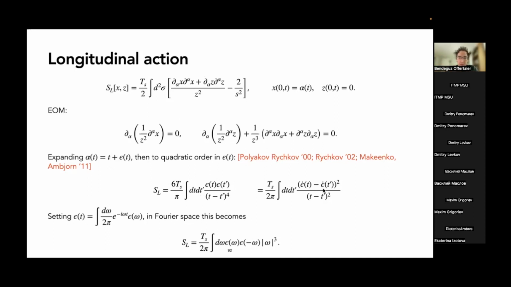It takes this explicit form, which we can write in two different forms, one using analytic regularization, the other one which is manifestly finite. And we can also write it in Fourier space, which takes this simple form. These actions appeared also in previous works by Polyakov, Rychkov, Makanko, and Amburin. Let me just make two comments. First of all, at the quadratic order, the longitudinal action is bilocal. And second of all, we can understand this power of 4 in the denominator as essentially being a consequence of scale invariance, because there are 4 powers of length in the numerator and 4 powers of length in the denominator.